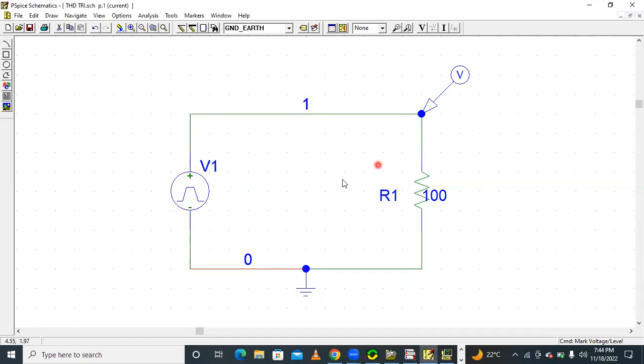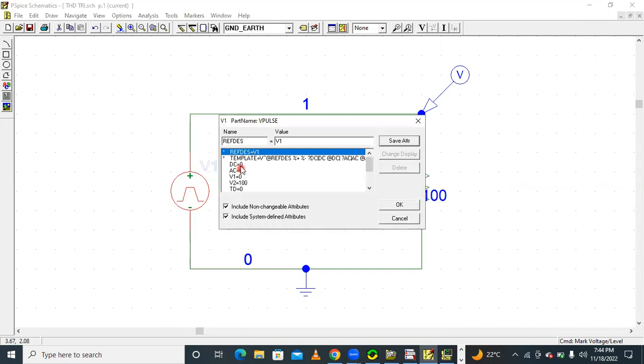called 0. Okay, so connect it like this. Inside the V pulse, DC is equal to 0, AC is equal to 0, V1 is equal to 0 and V2 is equal to 100. That means the waveform starts from 0 to 100. Delay time TD is equal to 0, rise time TR is equal to 1 millisecond, and fall time TF is equal to 1 millisecond.